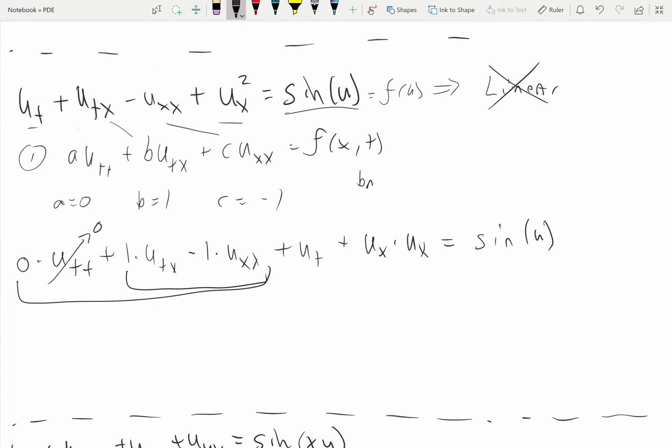So b and c don't depend on u or any u primes. So we take a look at our lower order derivatives, which is u of t and u of x times u of x. Now u of x times u of x, well, that's a lower order derivative u of x times a derivative of u with respect to x, u of x. Thus, we can imply that it is semi-linear.